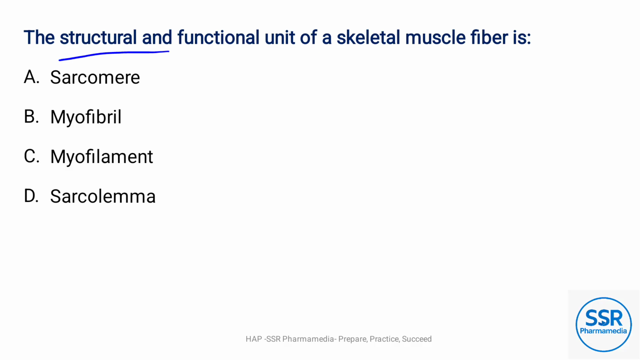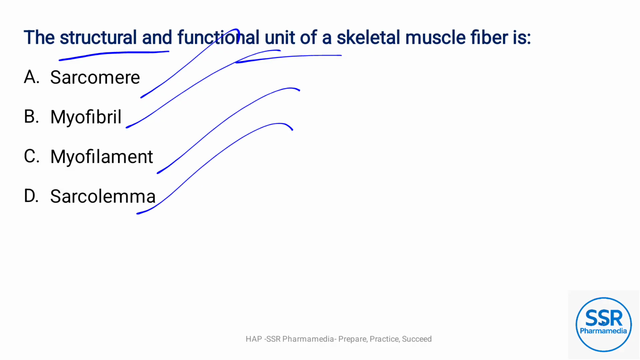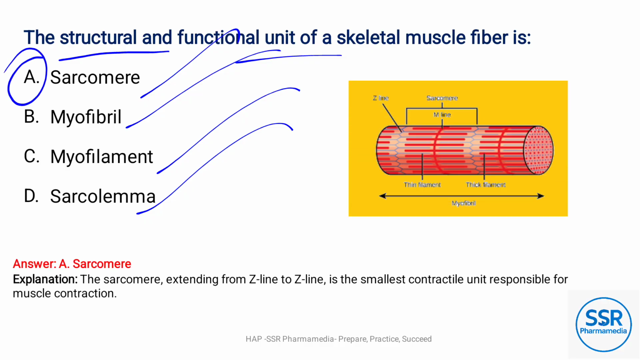First, the structural and functional unit of skeletal muscle fiber is: option A, sarcomere; option B, myofibril; option C, myofilament; option D, sarcolemma. So the answer is option A, sarcomere. The sarcomere extends from Z line to Z line. It is the smallest contractile unit responsible for muscle contraction.